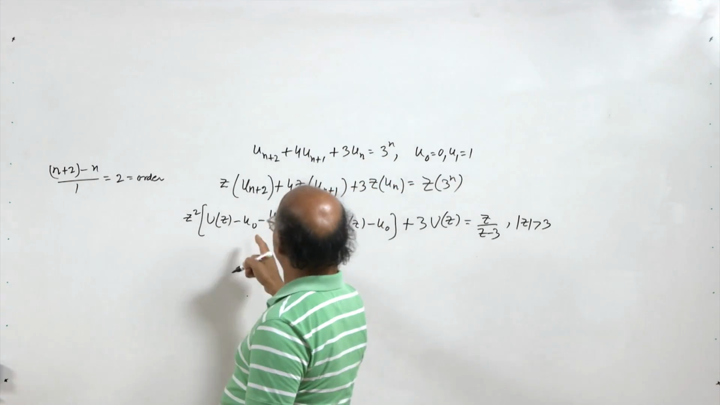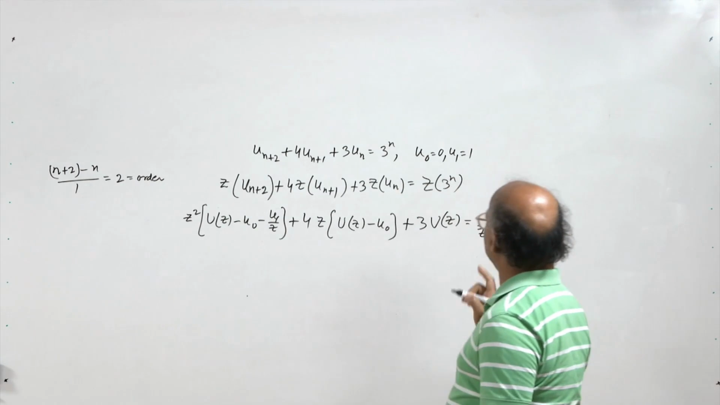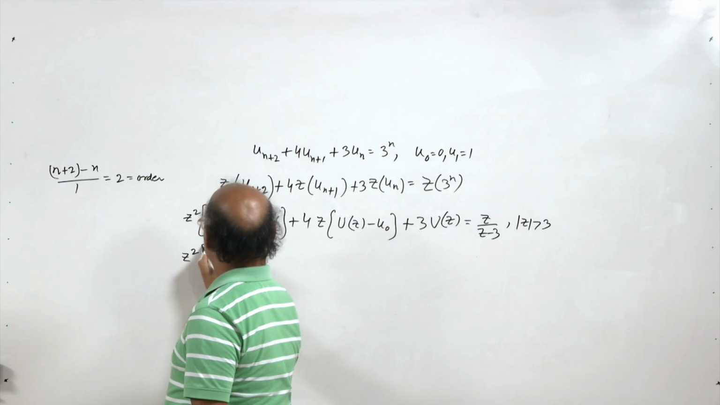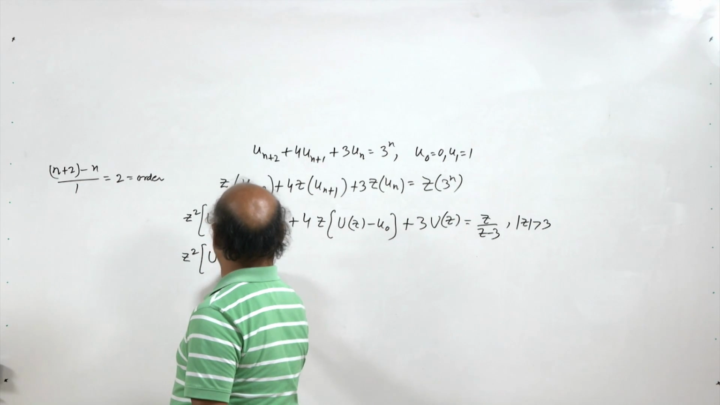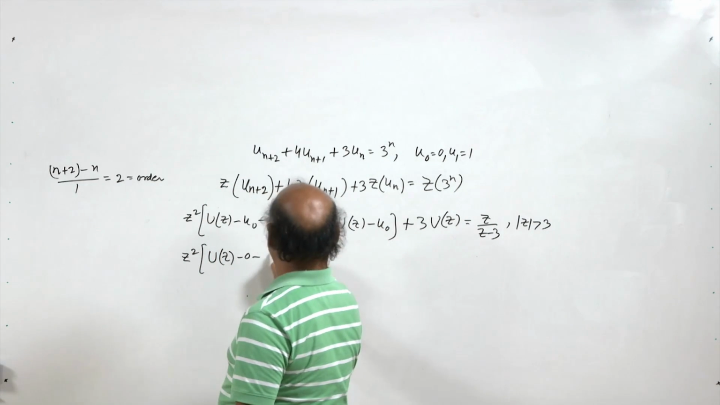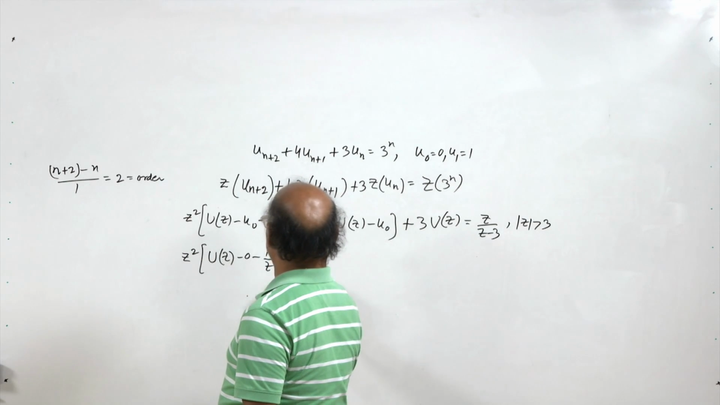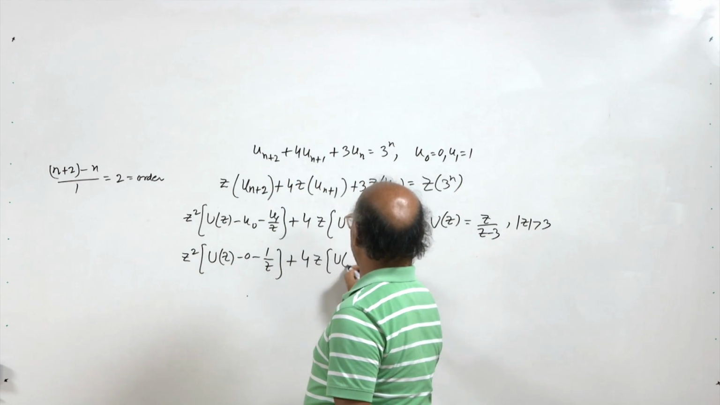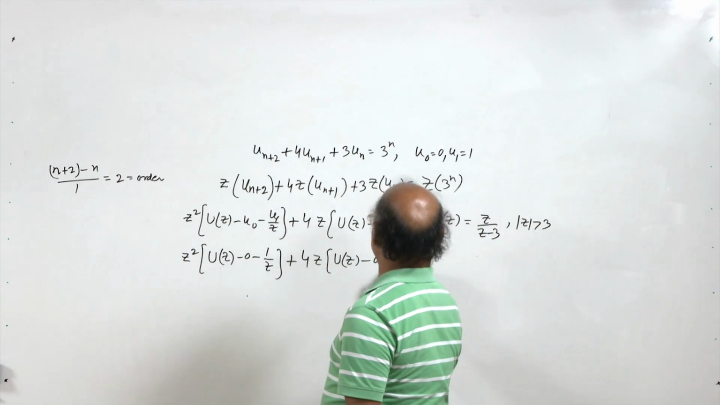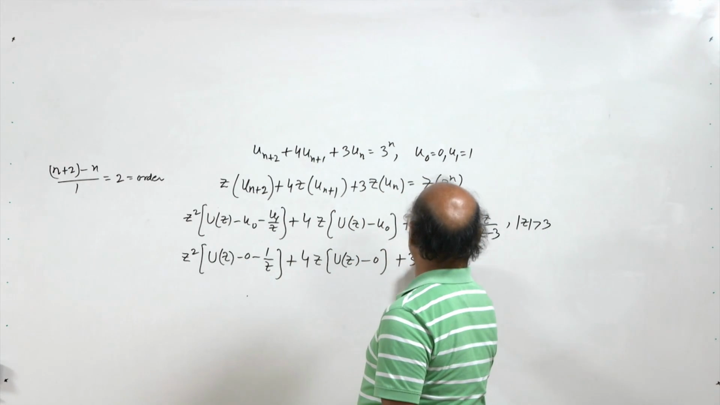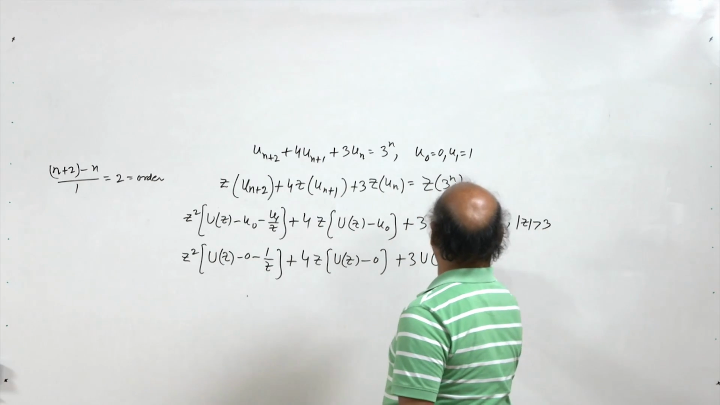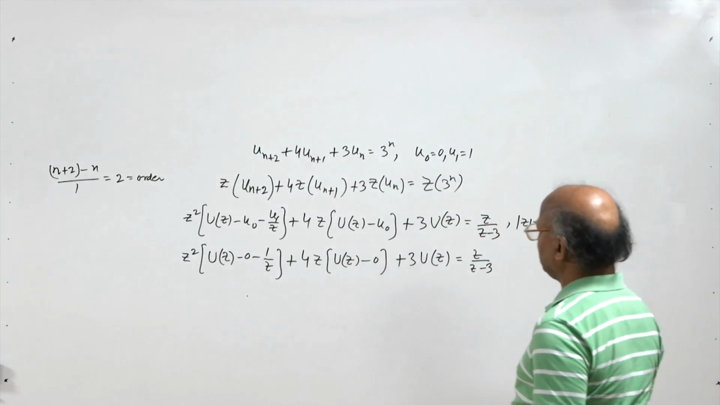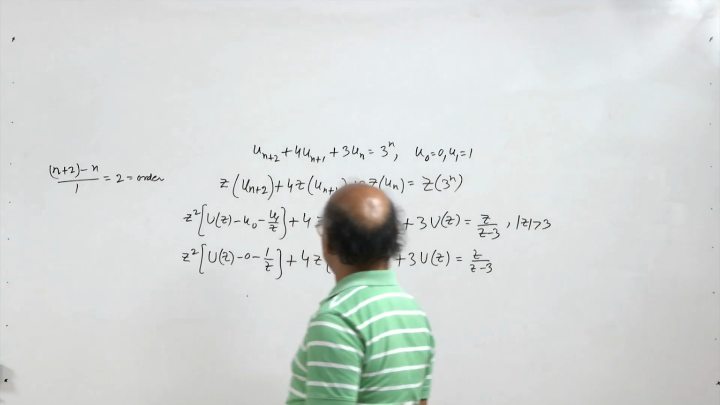Now let us use the values of u naught and u1 which are given to us. U naught is given to be 0, so U(z) minus 0 minus u1 is 1 over z plus 4 z times U(z) minus 0 plus 3 U(z) equal to z over z minus 3. Let us collect the coefficient of U(z).